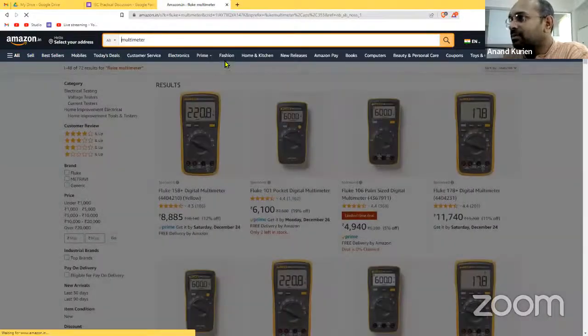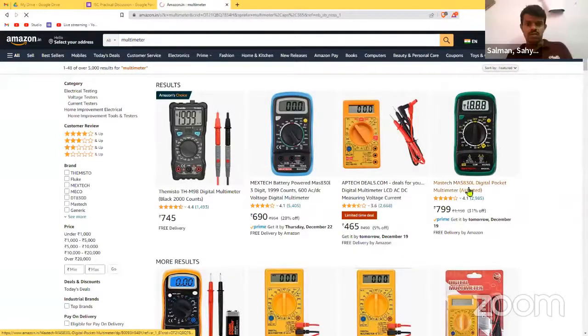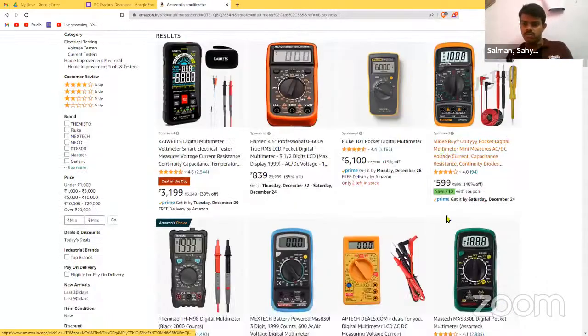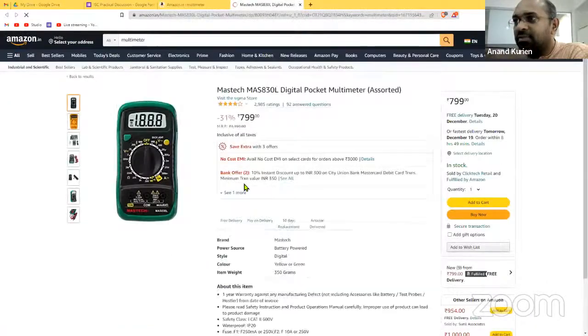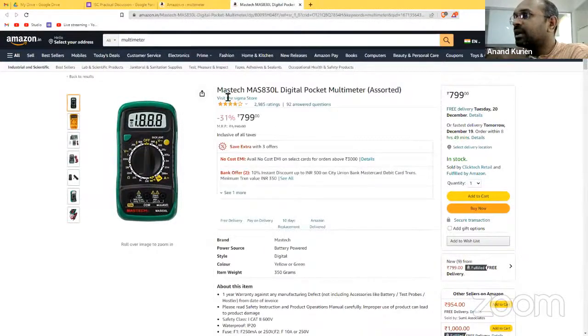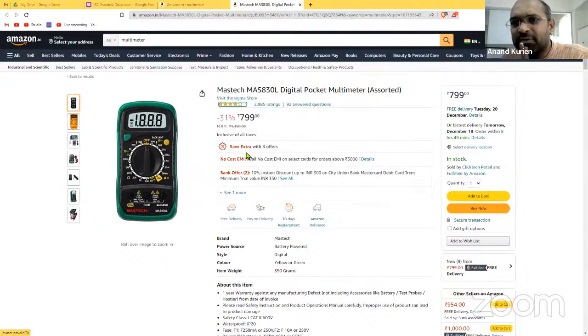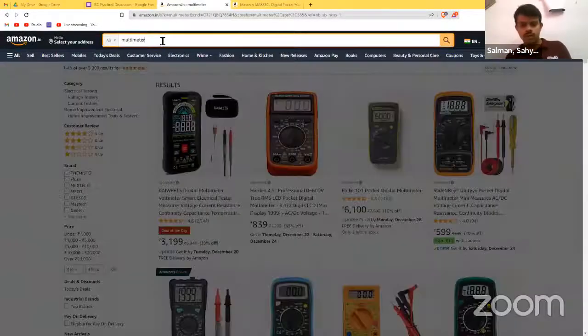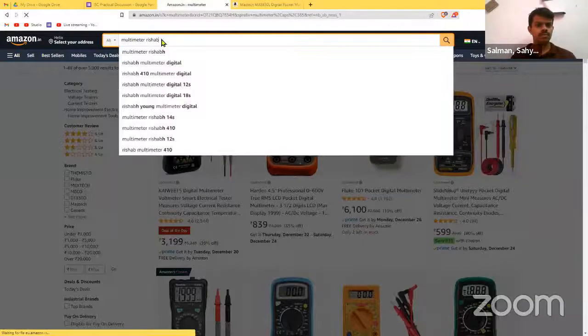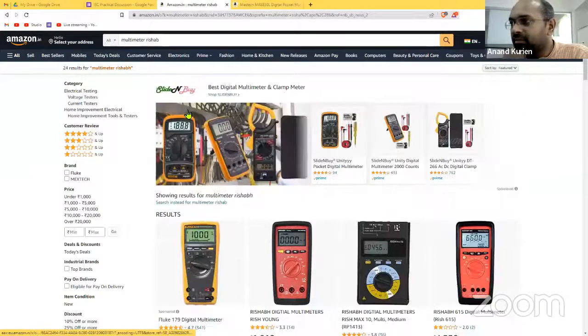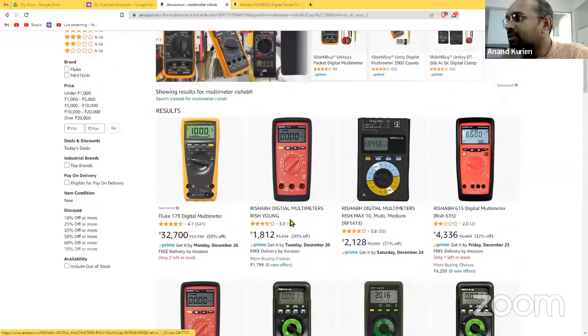If you just take a regular multimeter, this is the one I have at home. I keep one at home just in case, and I take this with me when I go out. This is a Mastech. It gives you a fairly good enough reading. But if you have a full-fledged lab, I think you must have at least the Rishabh one. At least that is my opinion. This is definitely the minimum requirement. One of these should be good enough.